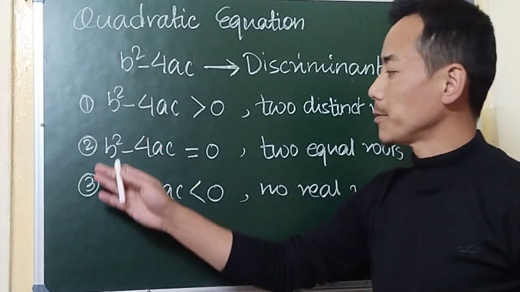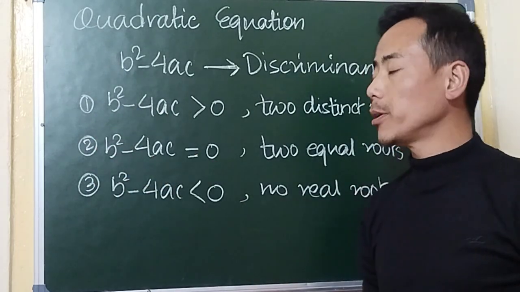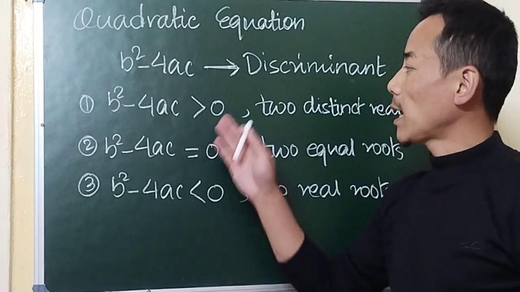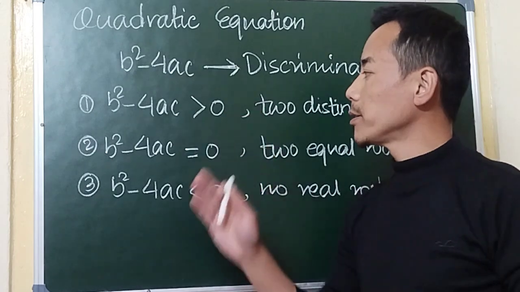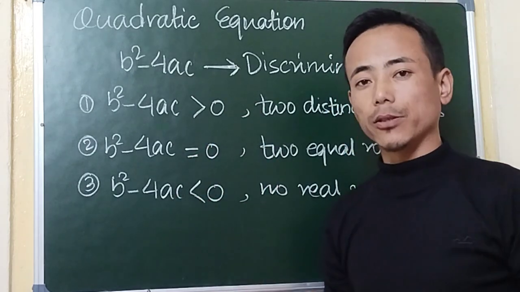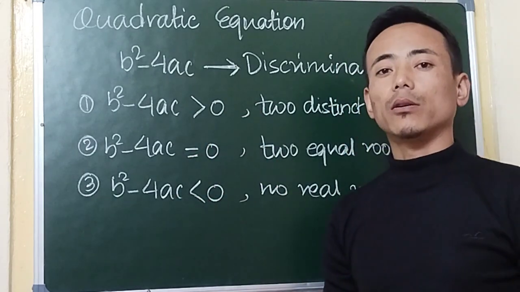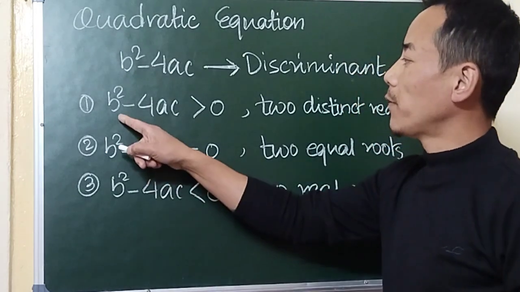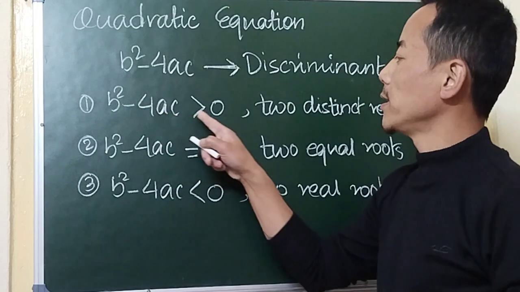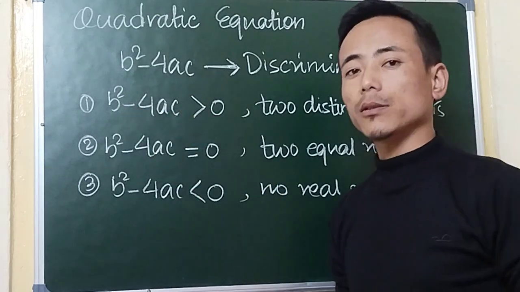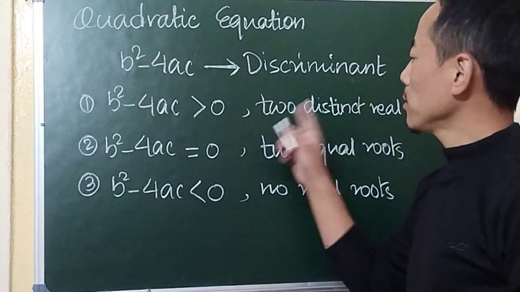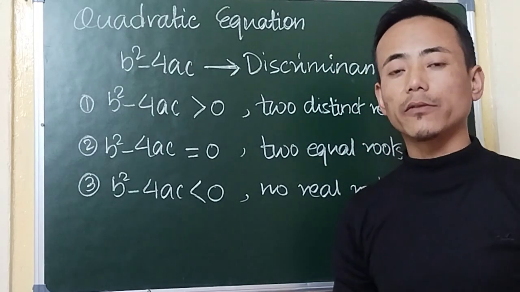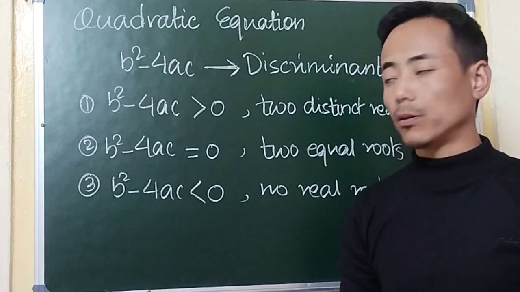Alright, so this term, as I said, b square minus 4ac is called the discriminant. Now there are three cases. This value of the discriminant can be greater than 0, equal to 0, or less than 0. Now what happens if the value of the discriminant is greater than 0, equal to 0, or less than 0? And then we will solve questions based on this. So as you can see, case 1, if the value of b square minus 4ac is greater than 0, that means the discriminant is greater than 0, then the quadratic equation will have two distinct real roots, or two distinct values of the variable x, right?